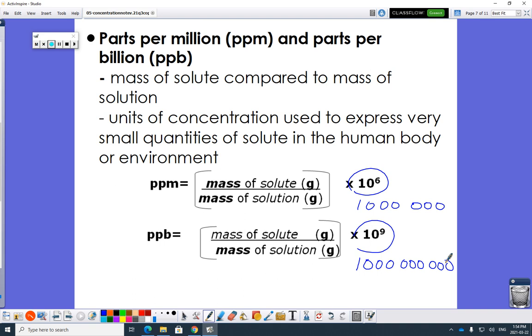Usually grams and milliliters, we're usually just talking about water. Even inside the human body, we are mostly water. 70% of our cells, our makeup, is water. So like this morning, grams and milliliters of water are the same thing. You can use them interchangeably.